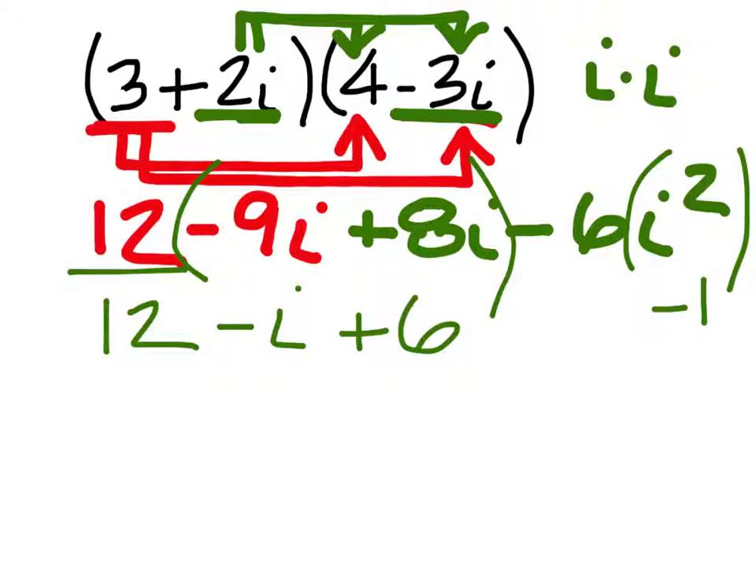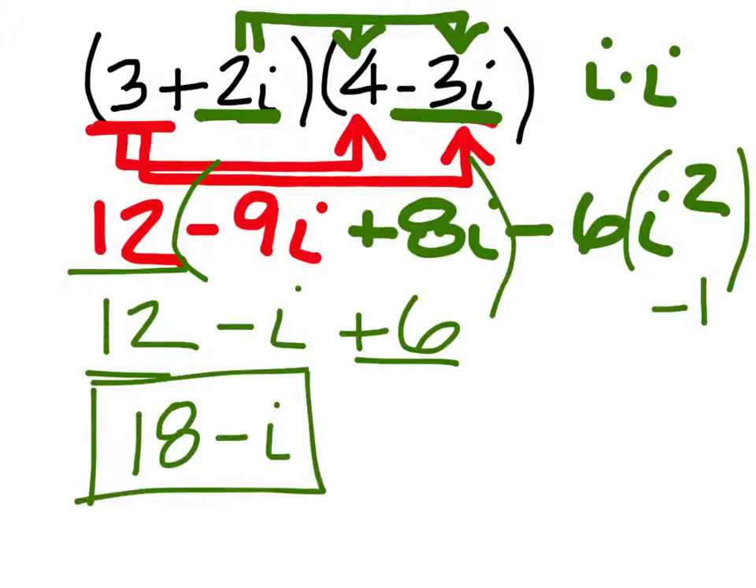Now we still have to simplify this. We have a 12 and a plus 6, so that's going to be 18. 18 minus i, that's going to be your final answer. And all of your answers have to be written in the form a plus bi. You have to put your constant first and then your i term second.